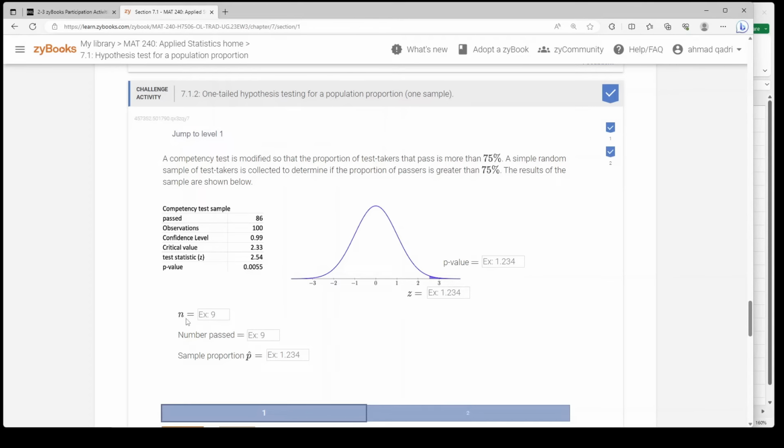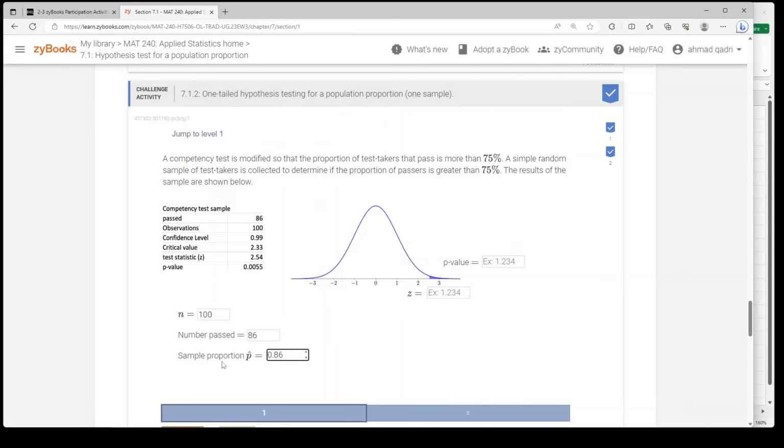Why don't we start here with the sample size? In this table, we can see that we have a total of 100 observations. 86 of those 100 students passed. The confidence level is 0.99. The critical value is 2.33. So these are hypothesis test results. The z statistic is 2.54, and this is the p-value. So n clearly is 100. The number that passed is 86. And so therefore the proportion is 0.86.